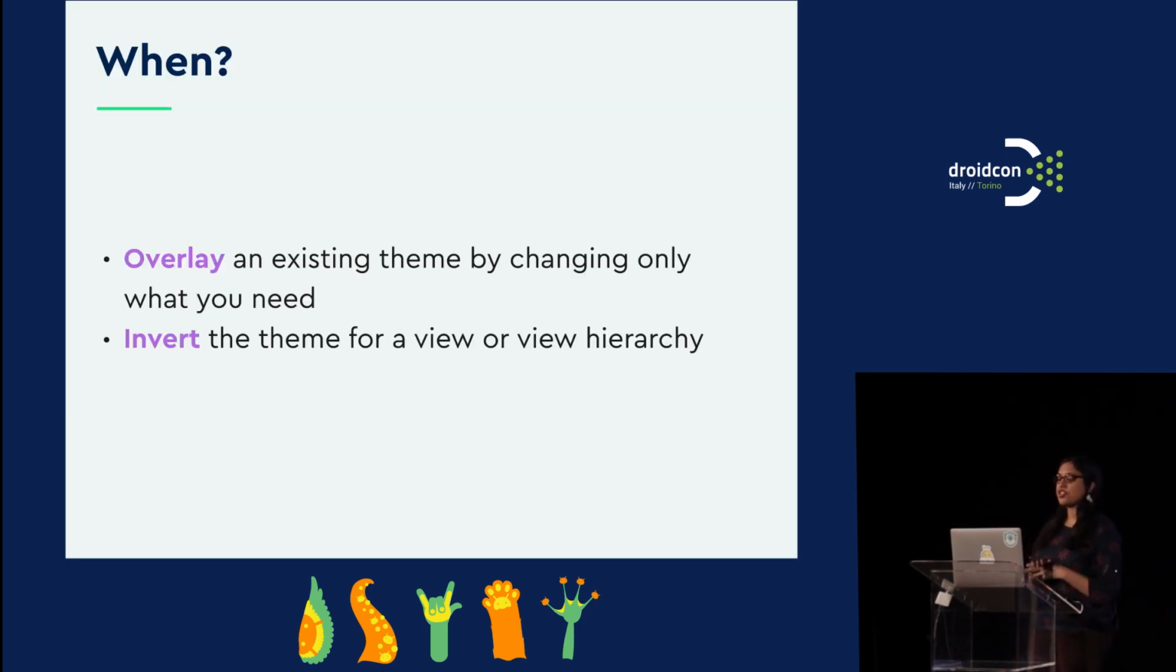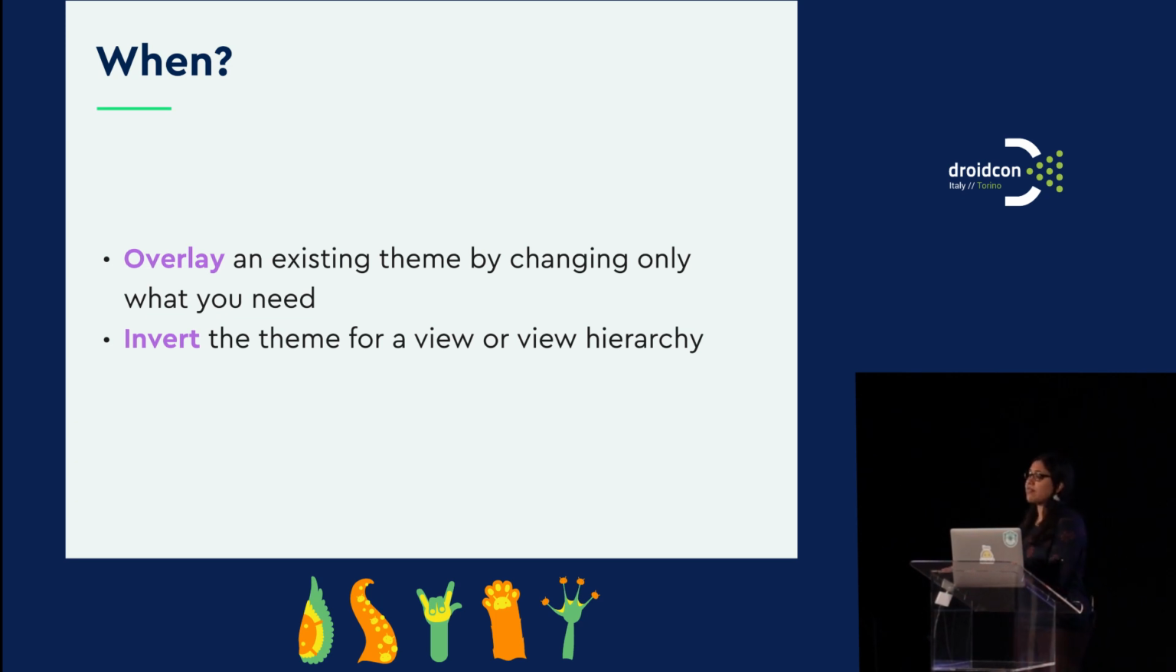All right, so when should you use a theme overlay? If you want things to look exactly the same and you want to just override a couple of things, theme overlay is your friend. But also, if you want to invert the theme for a view or view hierarchy, then you can use a theme overlay for this as well. Maybe you have a light-themed activity and you want a dark-themed toolbar. So dark background, light text. You can just set ThemeOverlay.Dark.ActionBar, which is a theme overlay provided by the framework, on the toolbar, and that's it. You don't have to touch the rest of your activity.